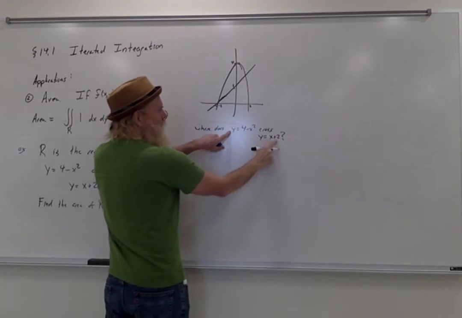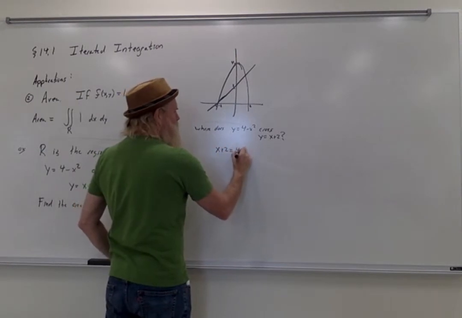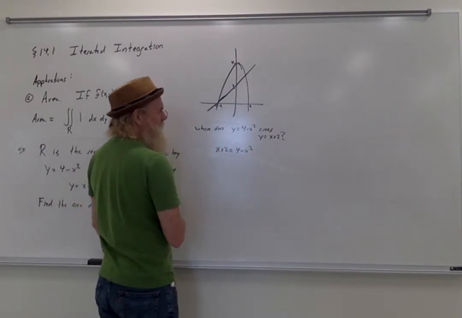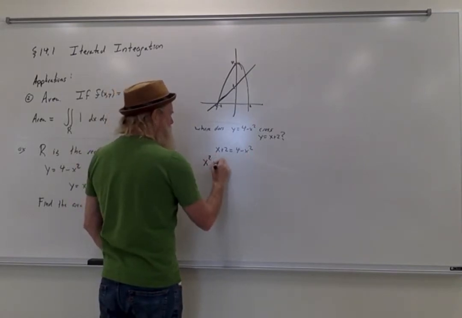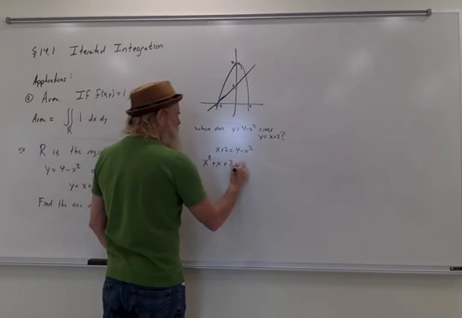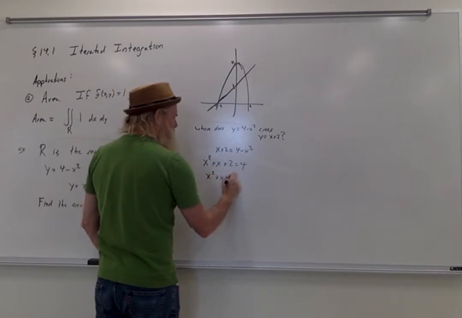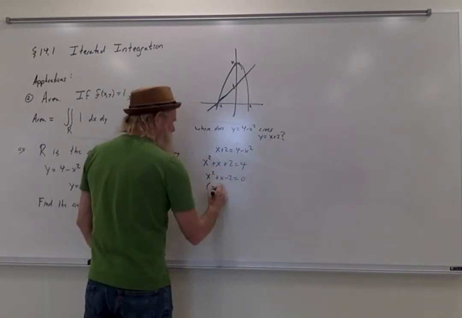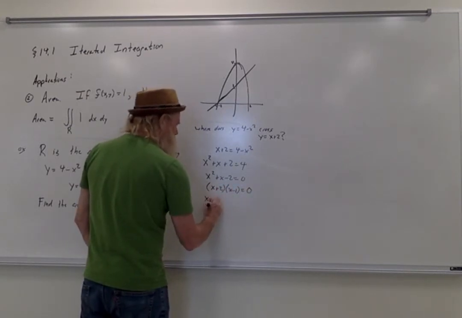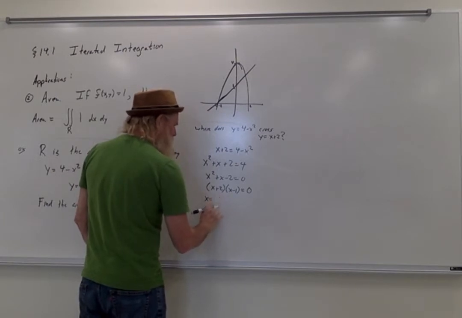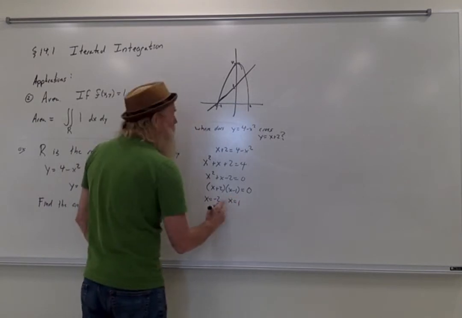I can substitute y equals x plus 2 for the y up here to get x plus 2 equals 4 minus x squared. So basically setting the two equations equal. If I add x squared to both sides, I get x squared plus x plus 2 is 4. And I can subtract 4 from both sides to get x squared plus x minus 2 equals 0. That factors as x plus 2 times x minus 1. So indeed, one of the places they cross is when x equals negative 2, and the other place they cross is when x equals 1.